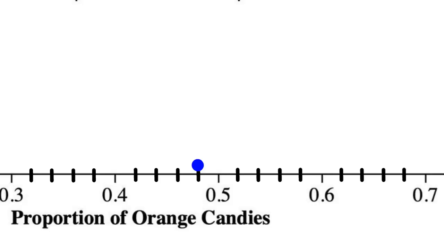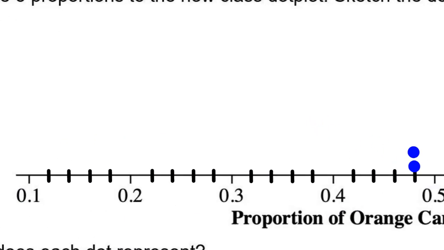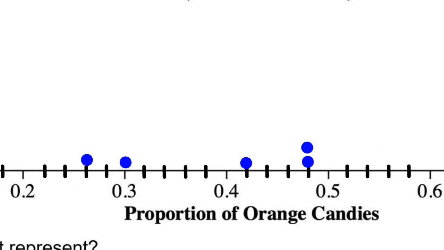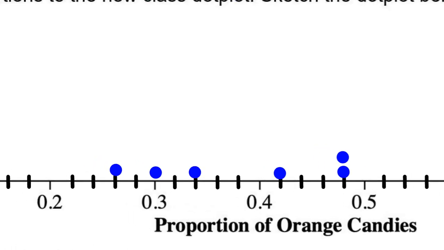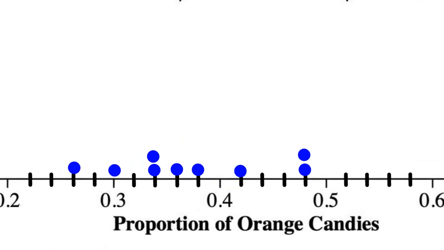All right, I'm going to come around and get your proportions, and we're going to make another dot plot. 0.48, 0.48, 0.26, 0.3, and 0.42. You got 0.34, 0.36. So it's just hundredths place. 0.38. So 17, add a decimal. Is this last one 0.46? Yeah. Okay. Add a decimal, and then multiply that number by 2.